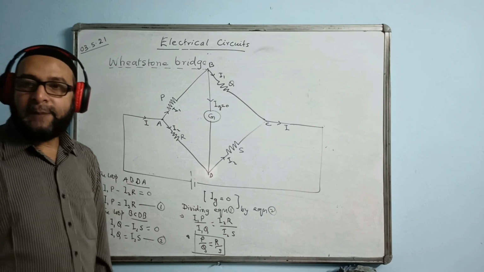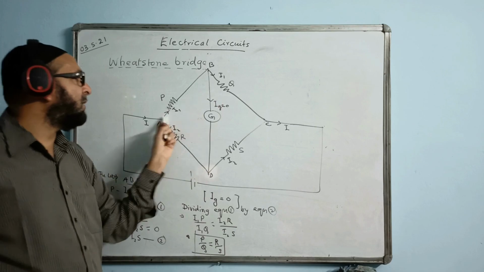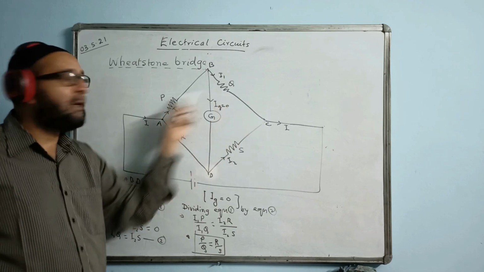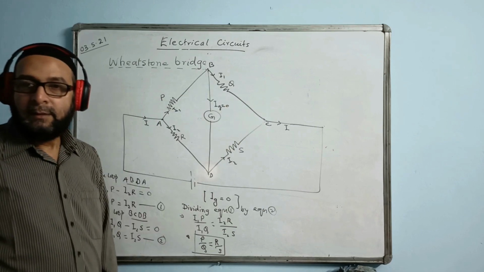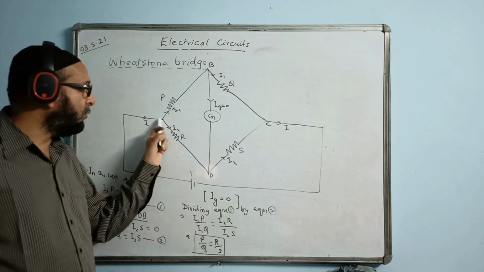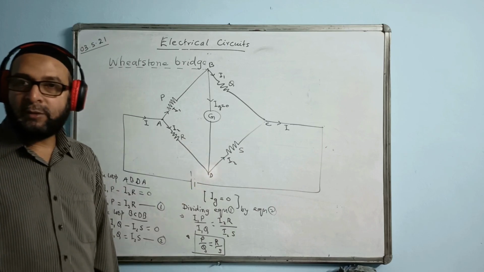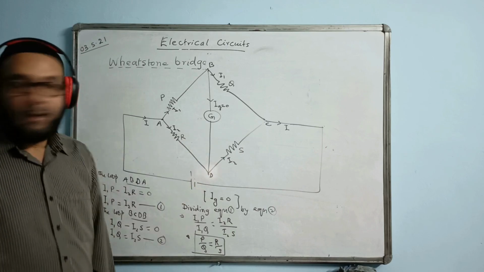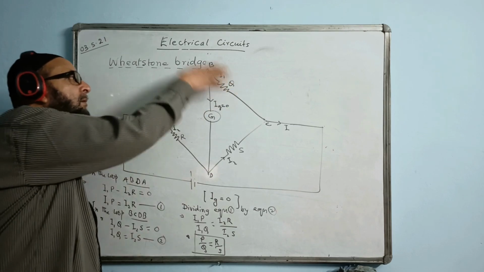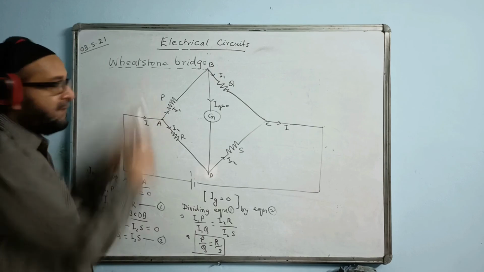That means when a bridge is balanced, two arms will be in series. These two arms will receive the same current. These two, P and Q arms, will be in series. They will have the same current. And these two lower arms, R and S, also will be receiving the same current. These two will also be in series. And the upper arms and the lower arms will be in parallel with one another, the currents are divided.